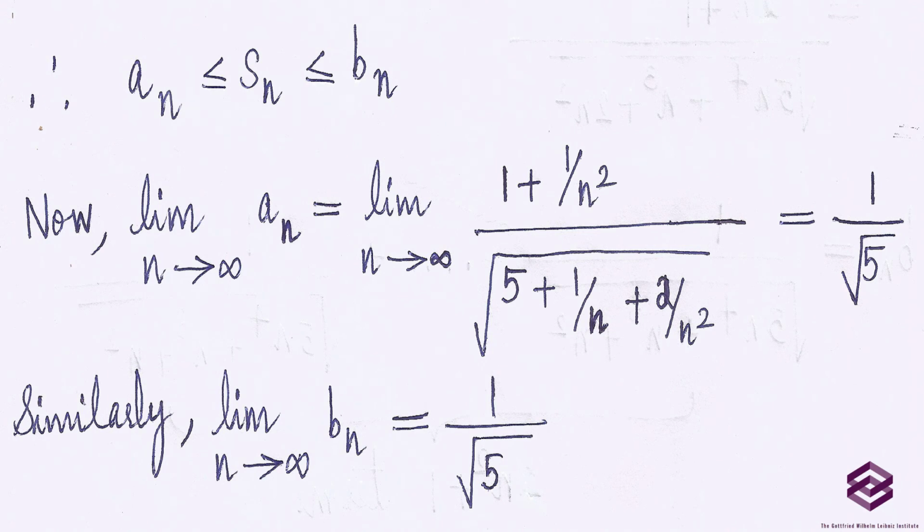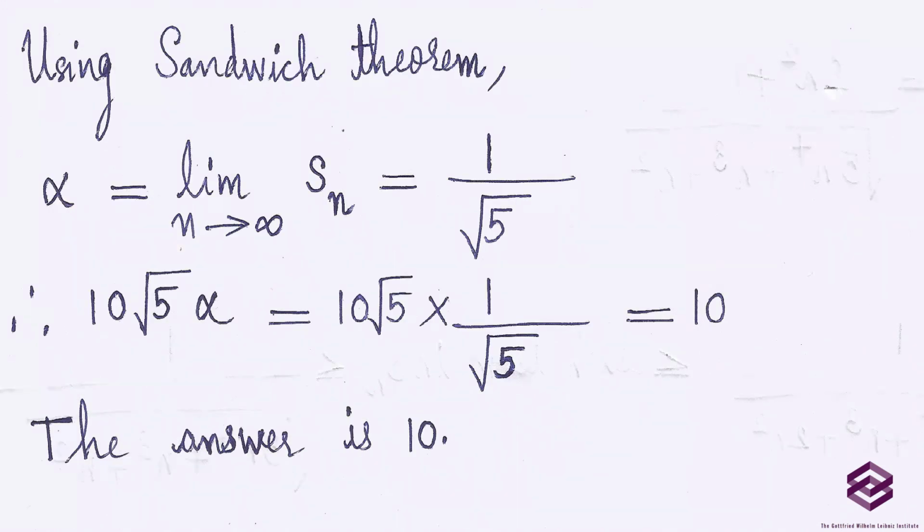Now we can easily find out the limit as n tends to infinity of An by multiplying and dividing by n square. And as usual, we can find the limit to be 1 by root 5. Similarly, the limit of Bn is also 1 by root 5. Now using the sandwich theorem, the limit as n tends to infinity of Sn is also equal to 1 by root 5. And it is given to be alpha. That limit is named as alpha.